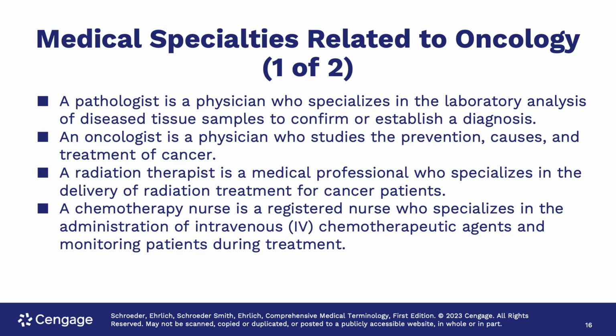Right? And then medical specialties related to this. A pathologist is a person who will go into the laboratory and look at cell samples and determine if those are cancerous or benign. An oncologist is the person who studies the prevention, causes, and treatment of cancer. A radiation therapist is a medical professional who specializes in delivery of radiation. So while radiation can cause cancer, it also is widely used in treating cancers. And then a chemotherapy nurse is a registered nurse who specializes in the administration of intravenous chemotherapeutic agents.